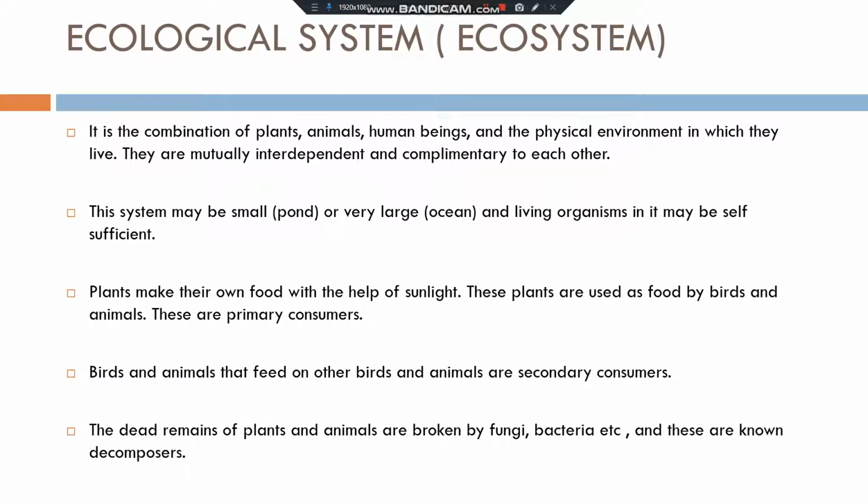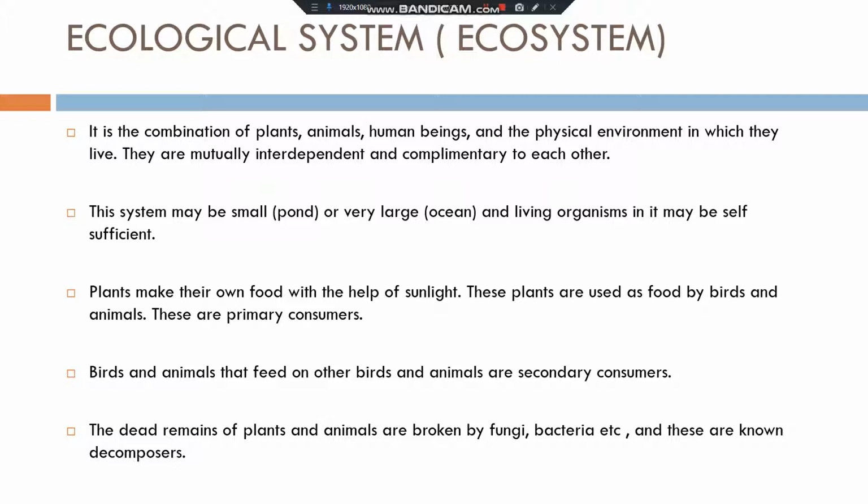Ecological system, also known as ecosystem. What is ecosystem all about? It is a combination or a group of all living beings like plants, animals and human beings, and the physical environment in which they live. Means what is an ecosystem? The combination of all life forms and the place in which they live.